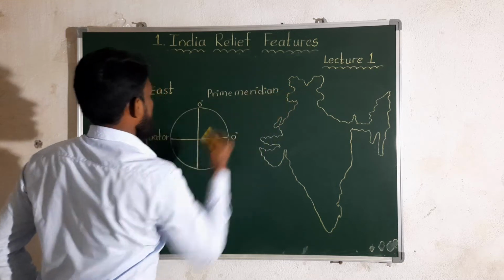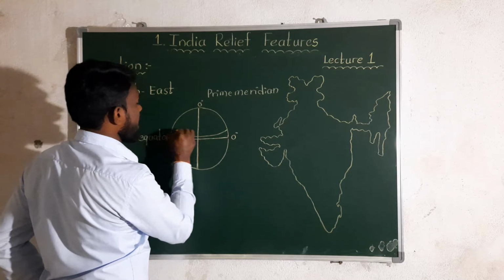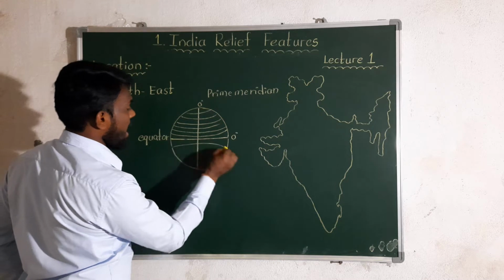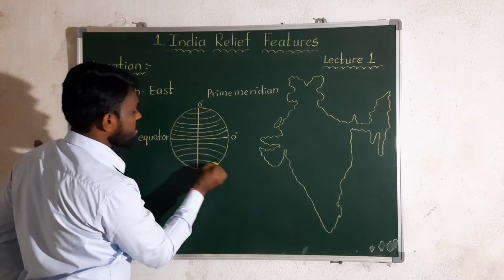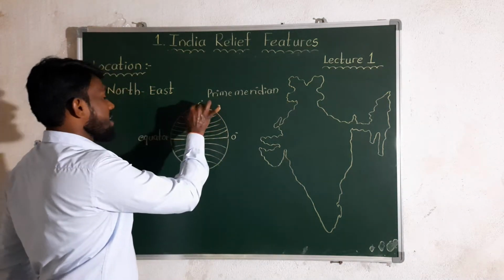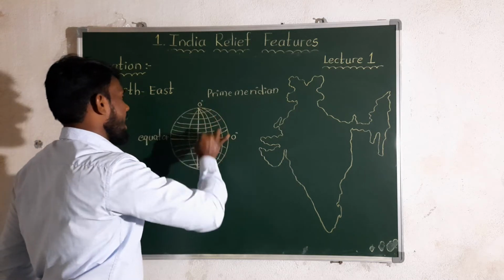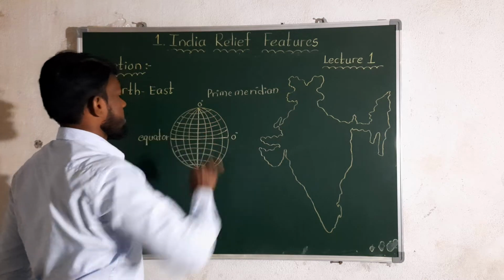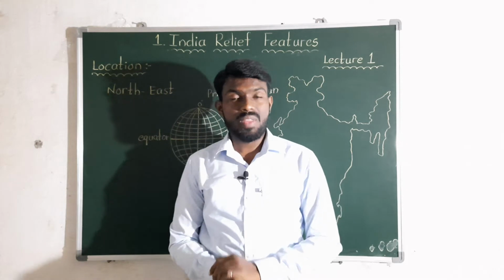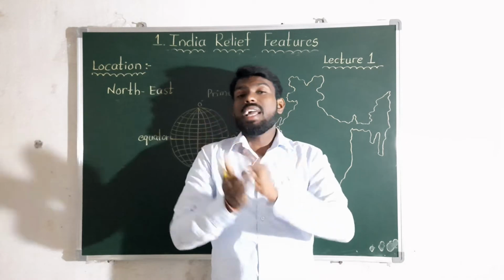The lines drawn from east to west or west to east, in the northern hemisphere and in the southern hemisphere, are called latitudes. The imaginary lines running from north to south are called longitudes. What is the use of longitudes and latitudes? With the help of latitudes and longitudes, we can find out the place.